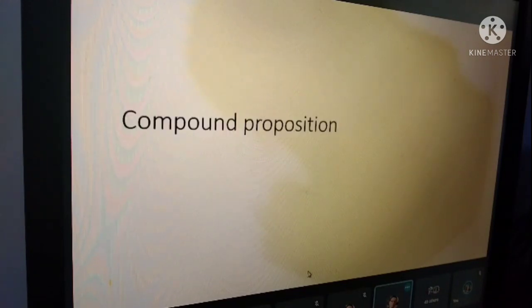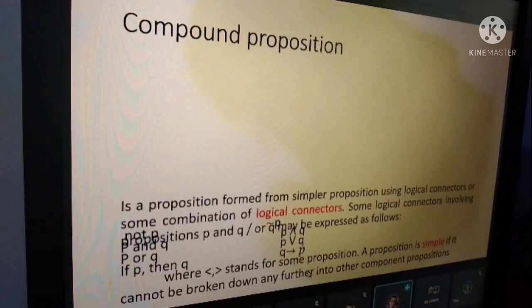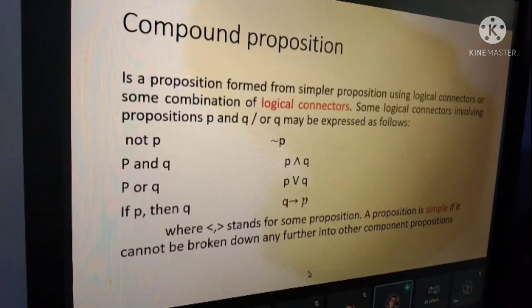Okay? So, ganun siya. Compound. Ito na yung compound, no? Kapag sinabi natin compound, it is a proposition formed from simpler propositions using logical connectors or some combination of logical connectors. Some logical connectors involving propositions P and Q may be expressed as follows.